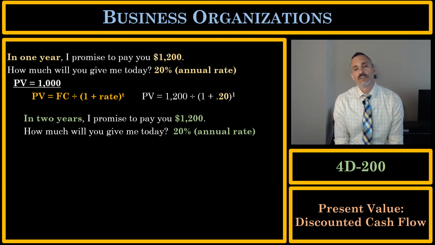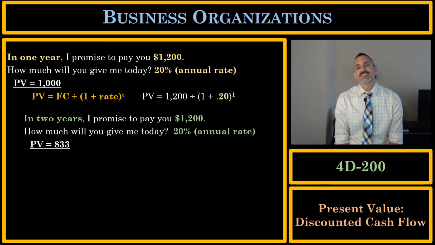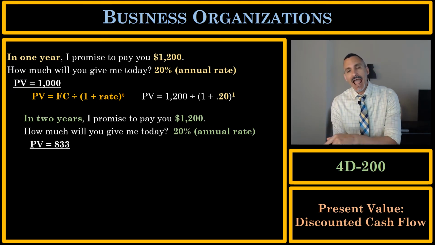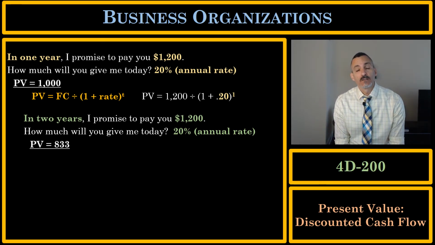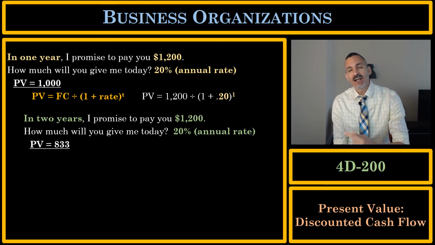Okay, so in 2 years, I promise to pay you $1,200. How much money will you give me today, assuming you want to make a 20% return each year compounded? Well, the present value in this case is $833. So if you give me $833 today, and in 2 years I pay you back $1,200, you have made a 20% annual return. Okay, so it's not just 20% total, it's 20% per year compounded.